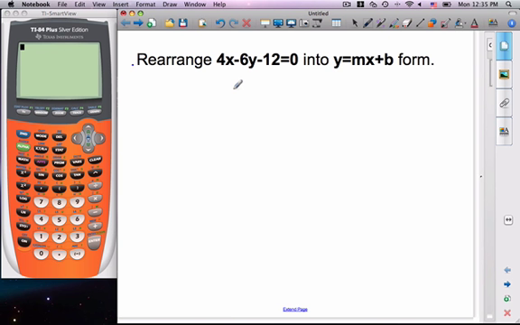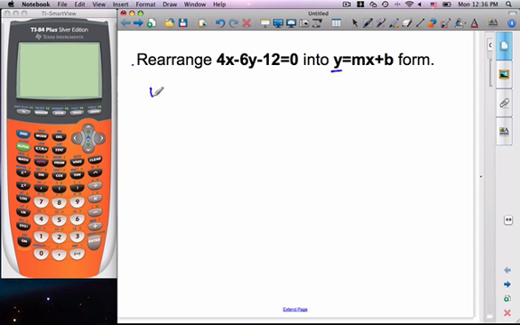This is Mr. Morris, and today we'll be rearranging a linear equation into y equals mx plus b form. And so our instructions tell us to rearrange 4x minus 6y minus 12 equals 0 into y equals mx plus b form. So we have to isolate our y on one side of the equal sign. The way we do that is we can take everything that's not y and move it over to the other side of the equal sign.